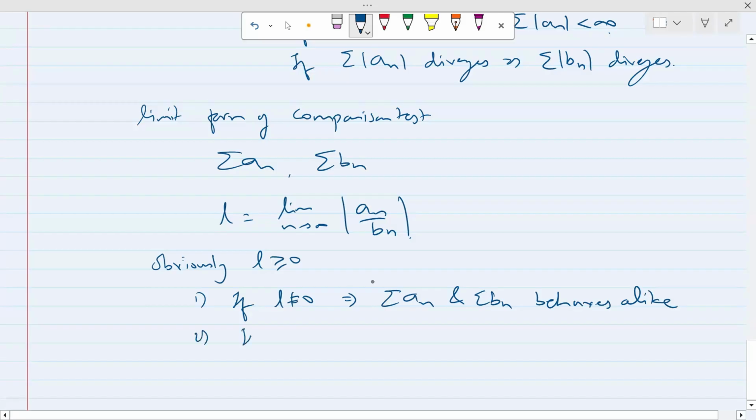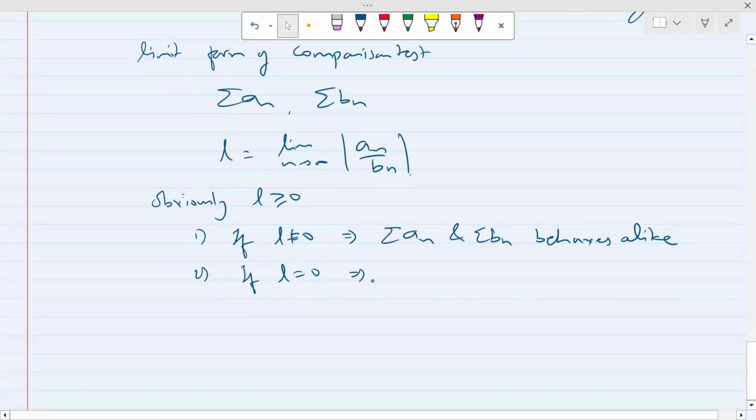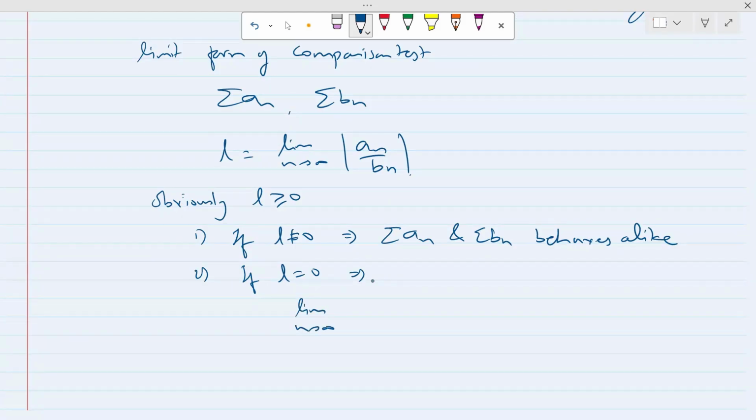And if L is equal to 0, then what can you say? At least you can conclude one statement. If one of them is convergent, the other is also convergent. And if one of them is divergent, the other is also divergent. If L is equal to 0, then we can say only one side.